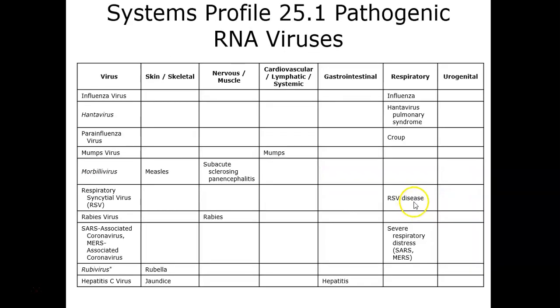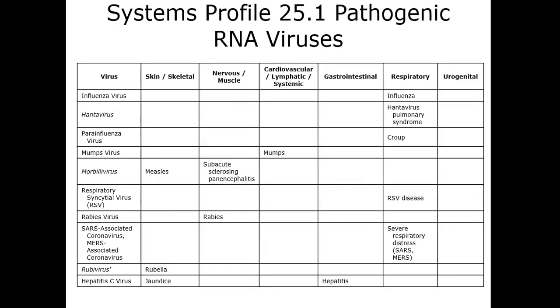And again, your book does a nice job of organizing the viruses based on the body system that they are going to attack. So it gives you the virus name, the diseases, and also the body system of target. This is a really good tool to go back to as you construct your table overview of the different viruses in this chapter.